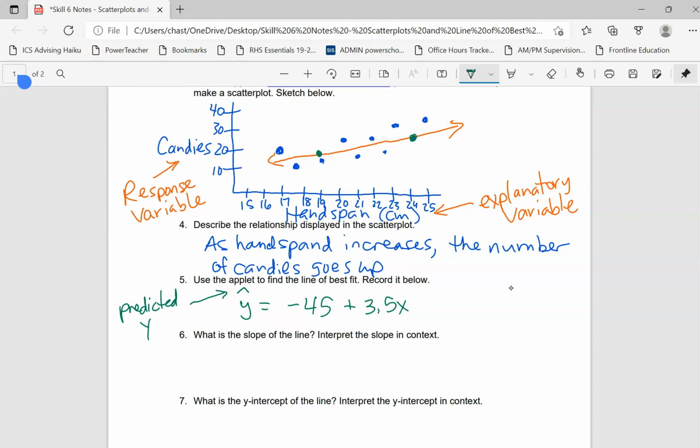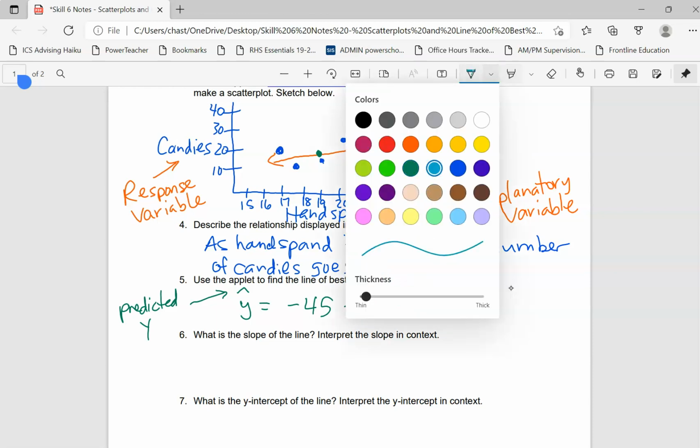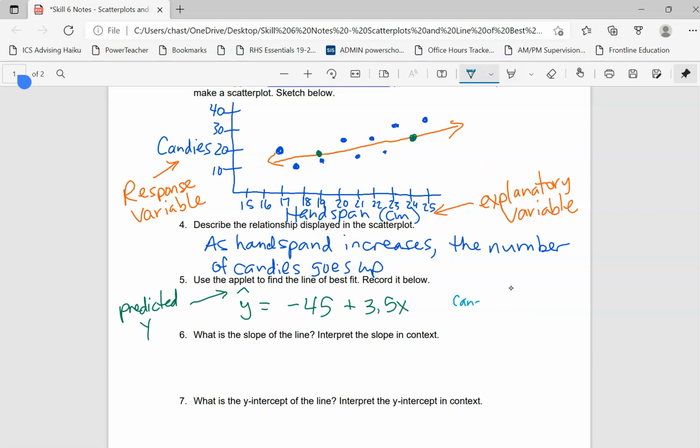So what this is saying is the number of candies that you'd be able to get is -45 plus 3.5 times your hand span. Okay, so I'm going to write that out to the side here. So predicted candies will equal -45 plus 3.5 times the hand span. So what would be the slope of this line?